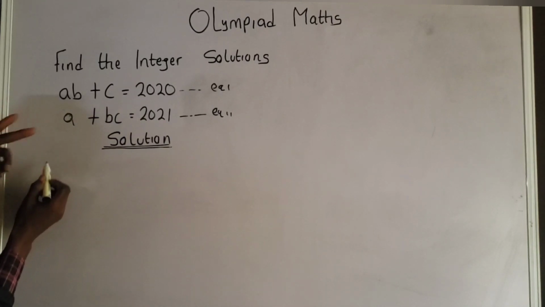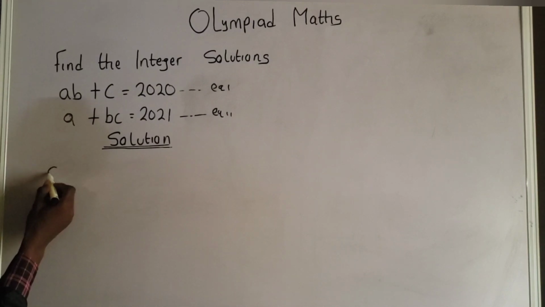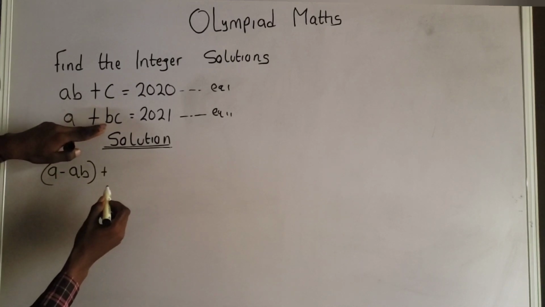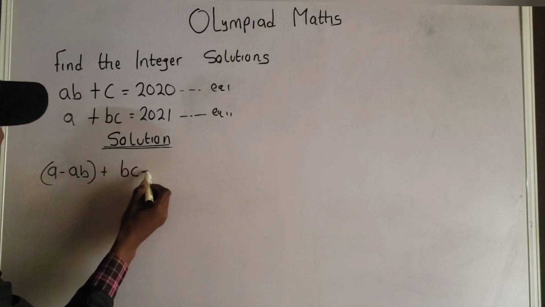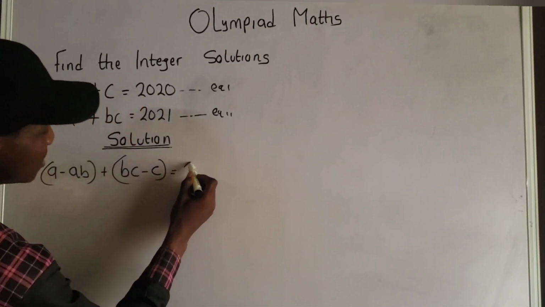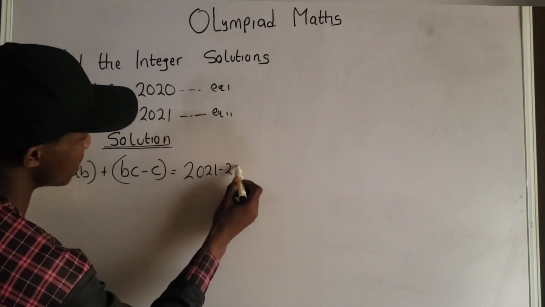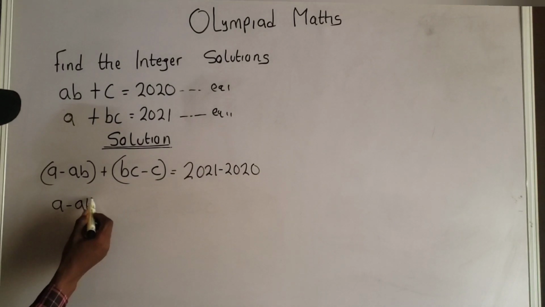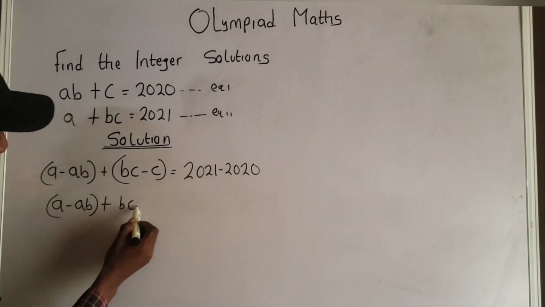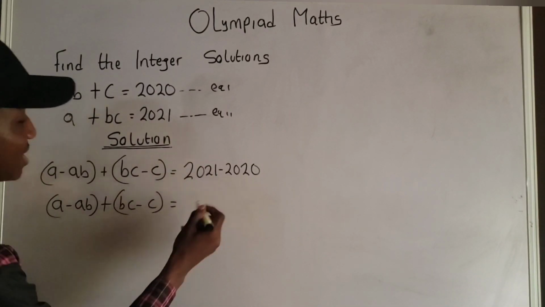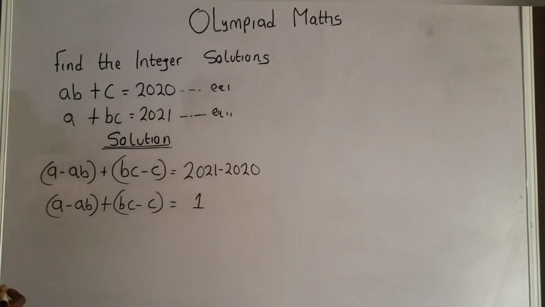Now subtract equation 1 from equation 2. So I'm going to have A - AB + BC - C = 2021 - 2020, that is 1.